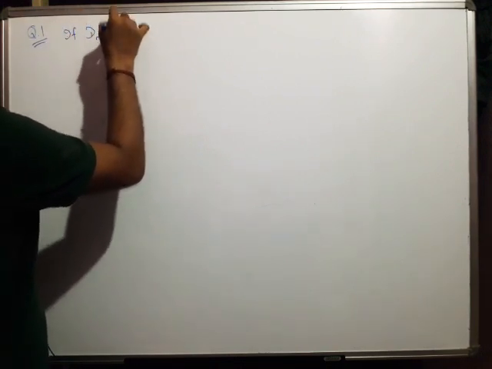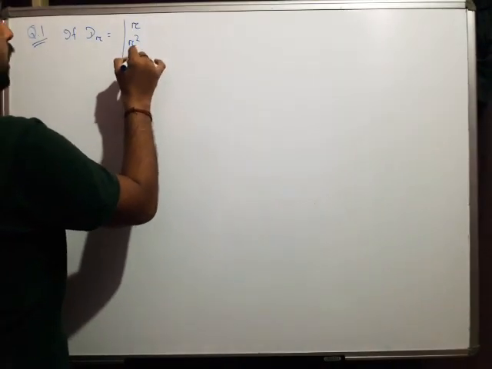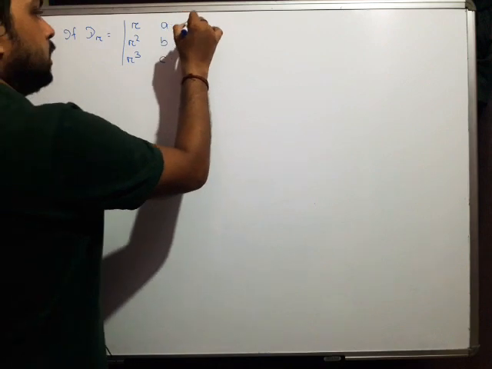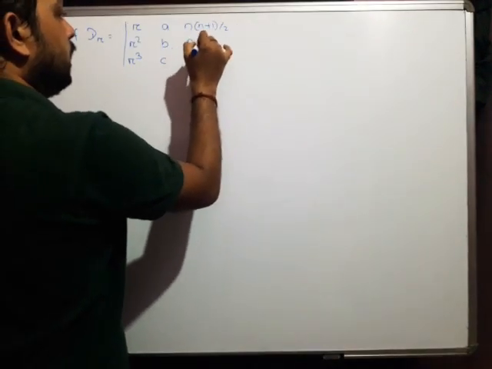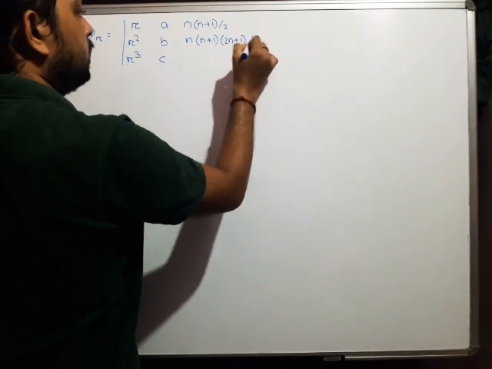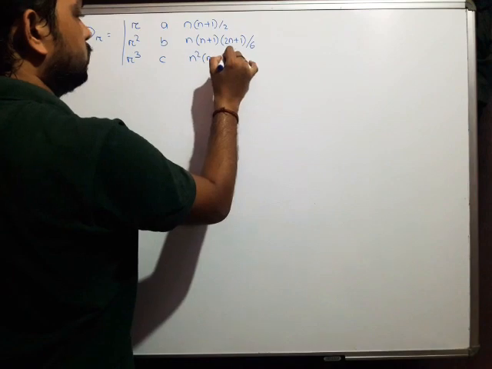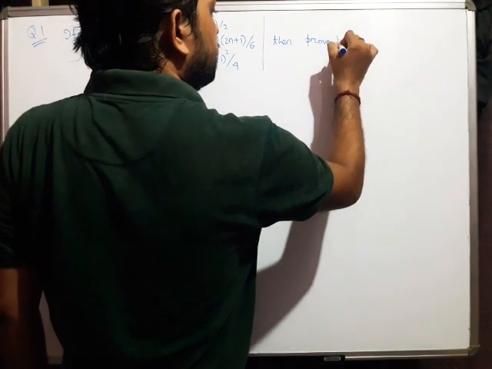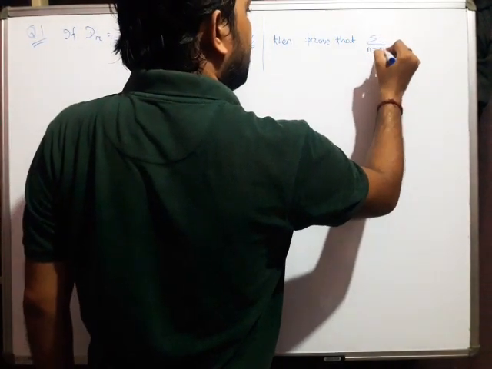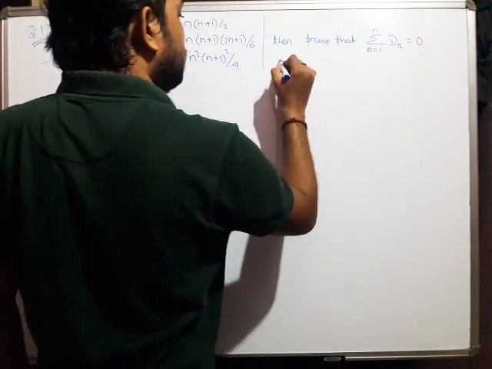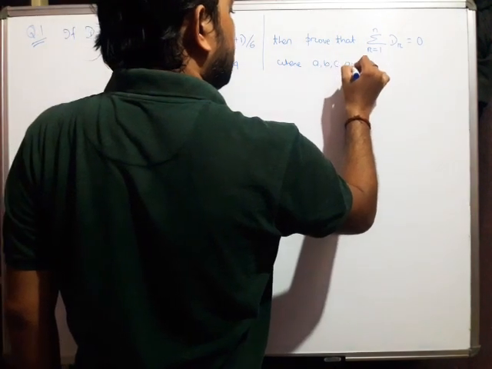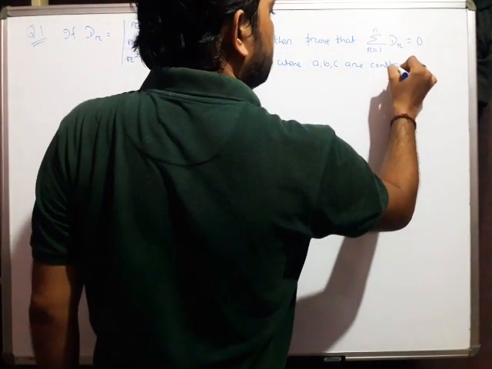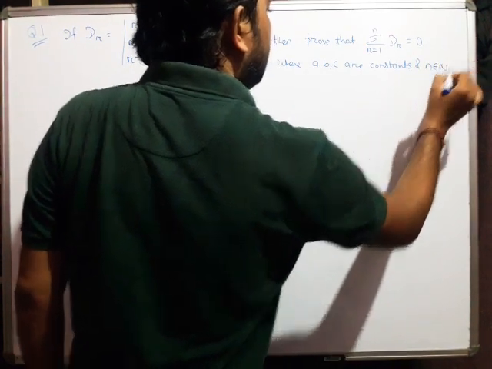Now consider one example. If Δr equals r, r square, r cube, a, b, c, n plus 1 by 2, n plus 1 times 2n plus 1 by 6, n square times n plus 1 whole square by 4, then prove that summation from r equals 1 to n of Δr equals 0, where a, b, c are constants and n is a natural number.